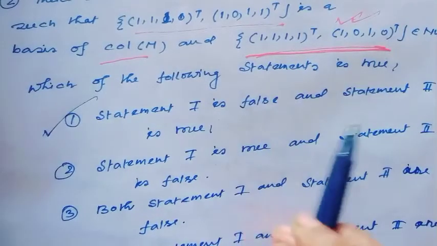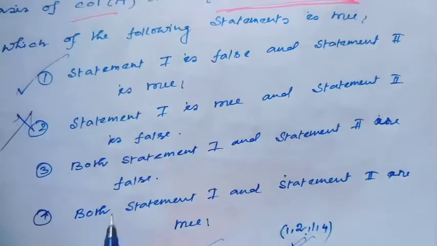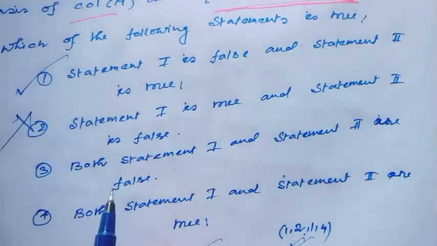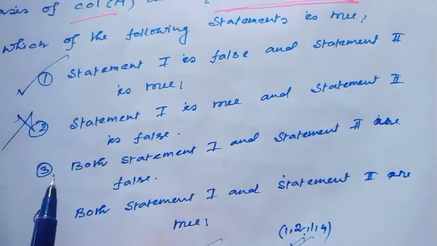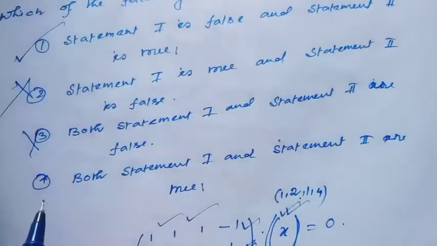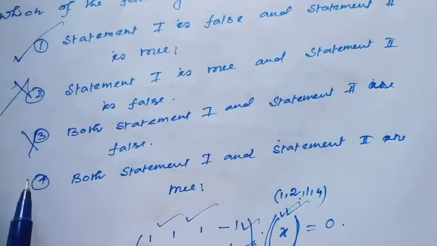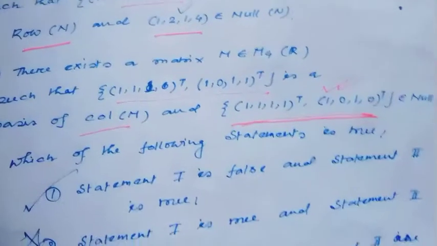Statement 1 is false and statement 2 is true. Option 2, statement 1 is true and statement 2 is false. This is also a wrong option. And option 3 indicates both statement 1 and 2 are false. This is also wrong. And option 4 indicates both statement 1 and statement 2 are false. This is also a wrong option. That means only option 1 is the right option.